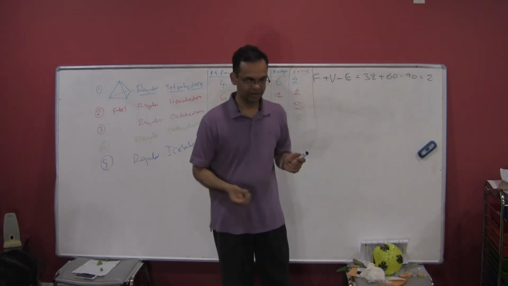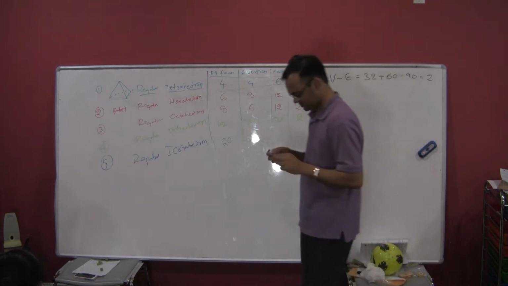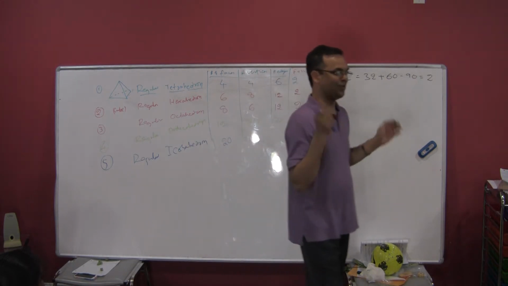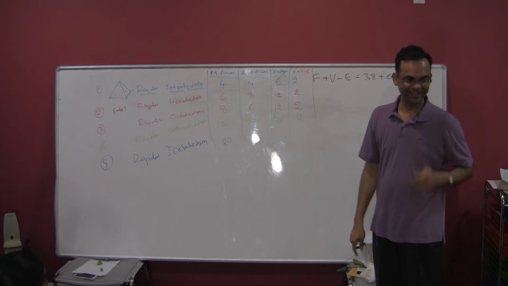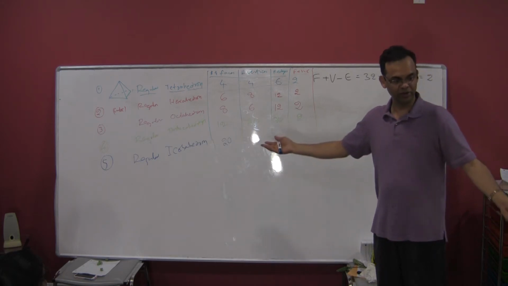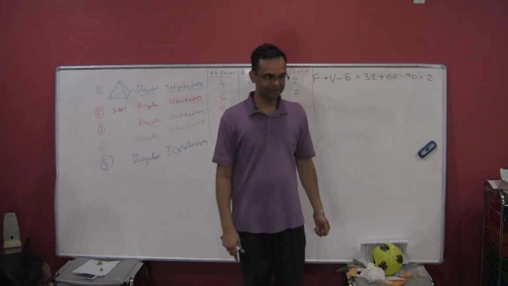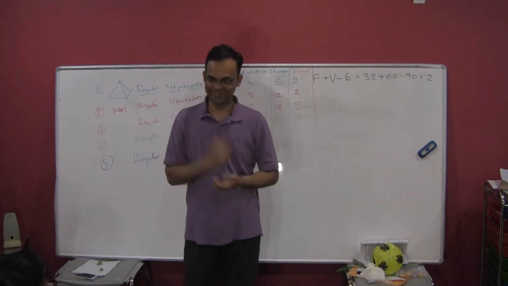Now, how many edges? 30. Explain why. Because if you add 20 plus 12 and subtract it by... This guy is super smart. Now he's applying this formula backwards. How do you know that it's going to work? Just because it worked for others? What if it doesn't work?